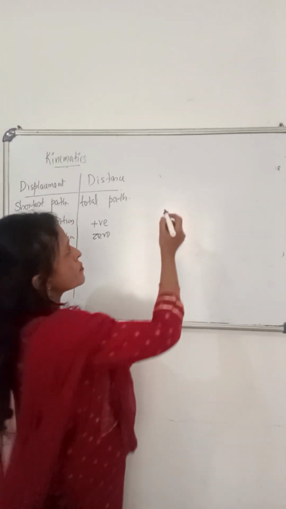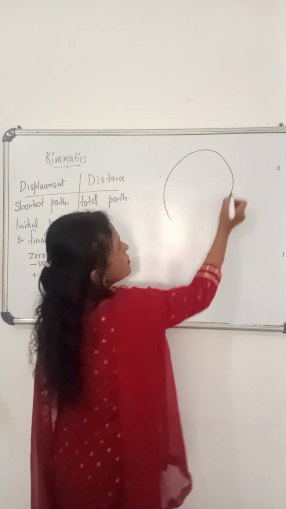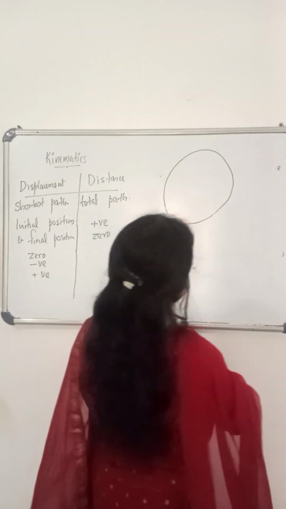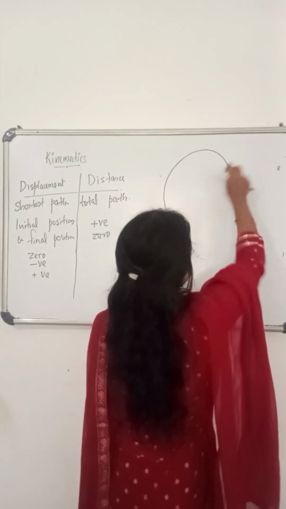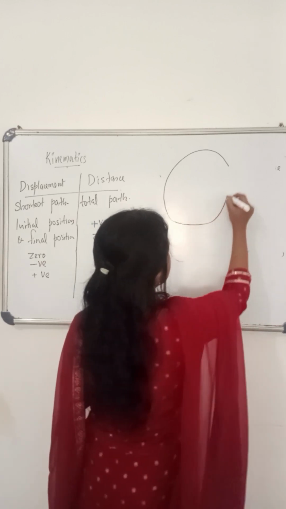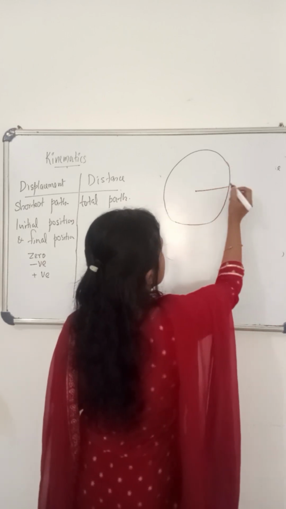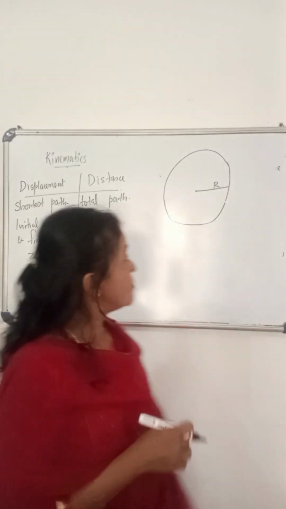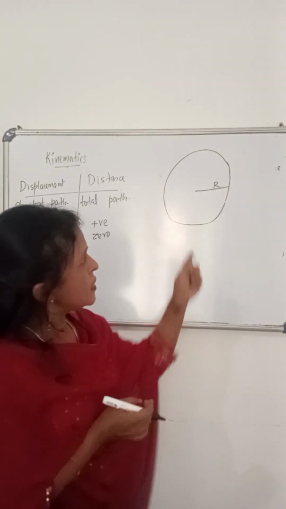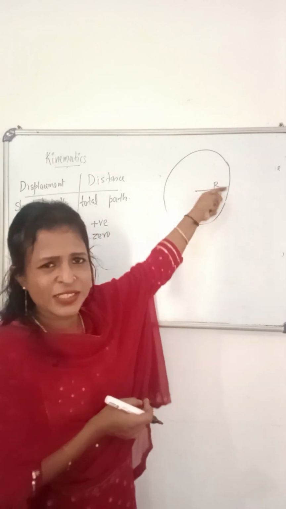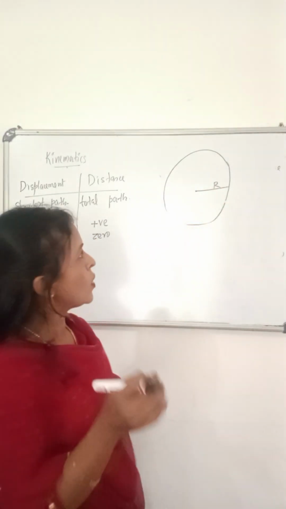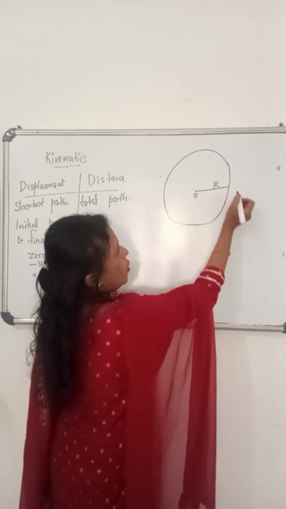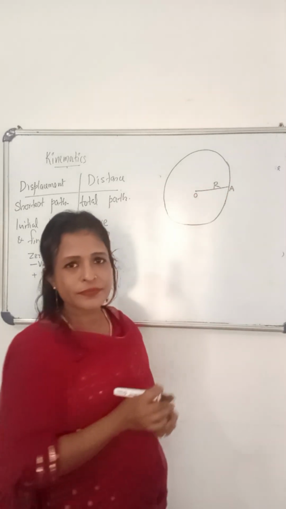Suppose this is a circle of radius R. Okay, this is the circle of radius R. Actually, there is some mistake in the drawing, but assume this is a circle. Okay, and this is the point O and this is the point A.